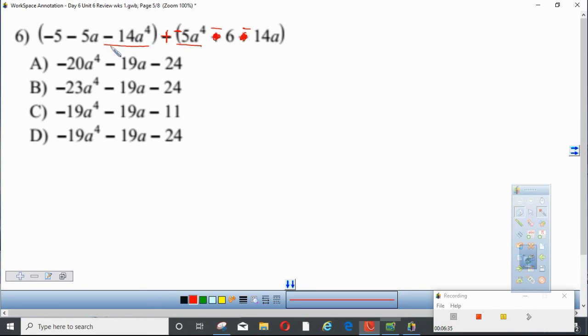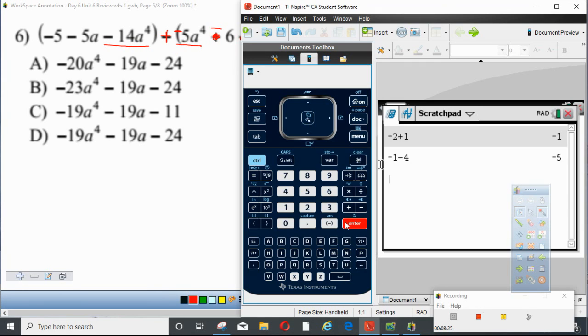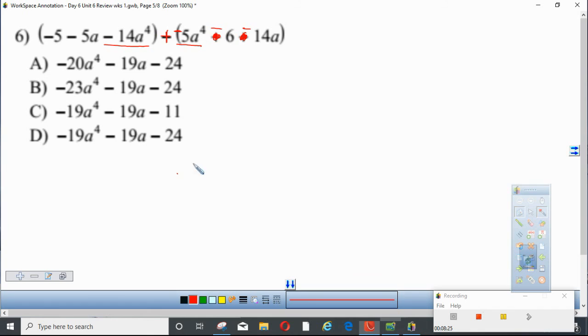So now all we deal with is the number in front. So it's negative 14 minus 5. So negative 14 minus 5, and that's negative 19. So this right here becomes negative 19 A to the 4th. Sorry, that's sloppy there. And so you can look at your answers here, and it cannot be A or B.